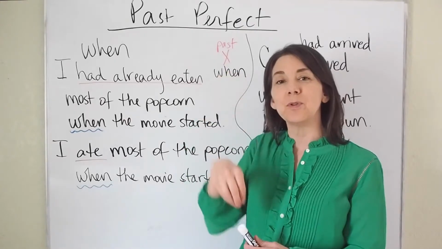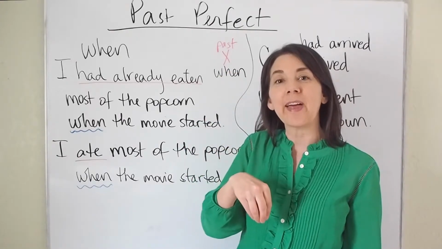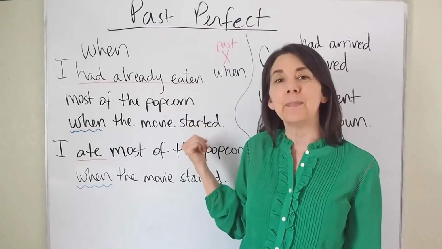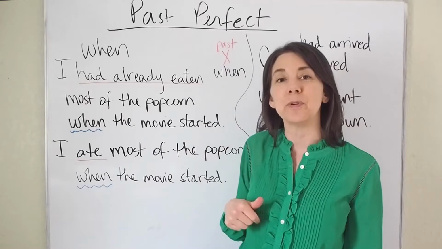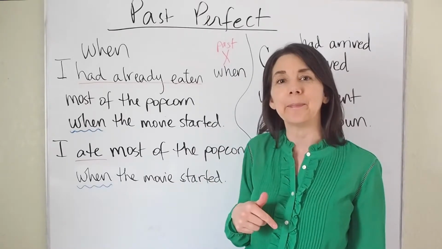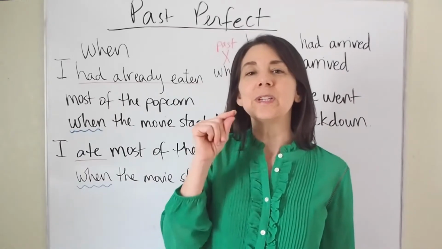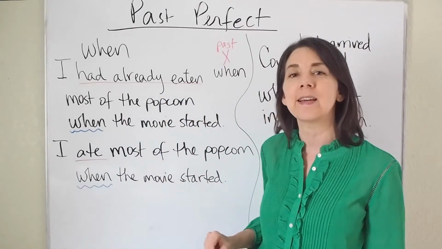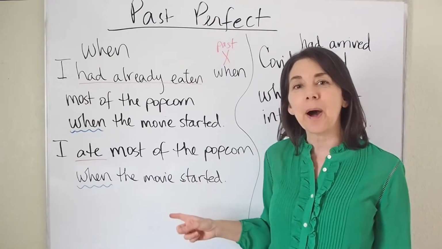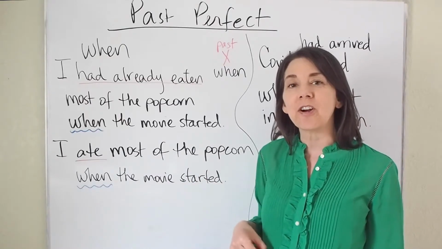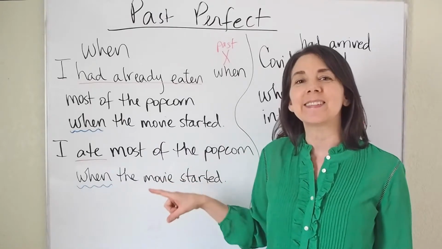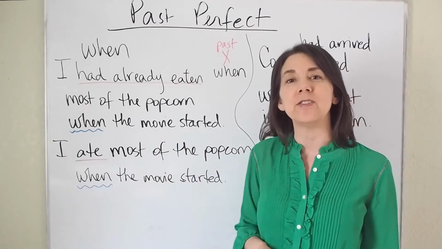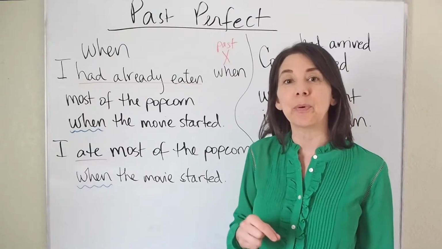So that means that the movie started. What happened before that? I had already eaten most of the popcorn. This sentence is basically the same as the one I showed you before with by the time. But notice what happens if we change the tense from past perfect to simple past. I ate most of the popcorn when the movie started. So in this case, the meaning has changed. And this is an example of when using the past perfect is important.